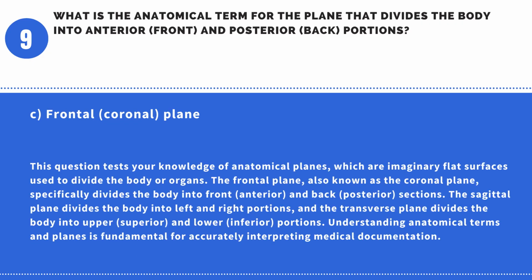Answer C. Frontal, coronal, plane. This question tests your knowledge of anatomical planes, which are imaginary flat surfaces used to divide the body or organs. The frontal plane, also known as the coronal plane, specifically divides the body into front, anterior, and back, posterior, sections. The sagittal plane divides the body into left and right portions, and the transverse plane divides the body into upper, superior, and lower, inferior, portions. Understanding anatomical terms and planes is fundamental for accurately interpreting medical documentation.